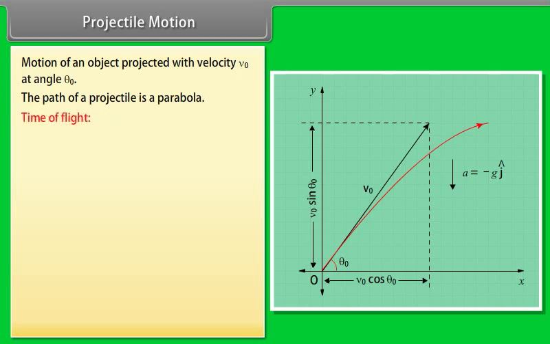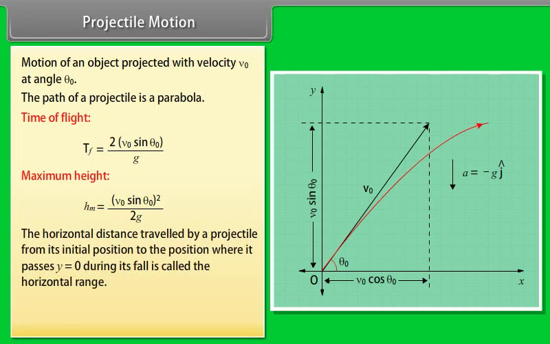Time of flight of a projectile is Tf = 2 v0 sin θ0 / g. Maximum height of a projectile is Hm = (v0 sin θ0)² / 2g. The horizontal distance travelled by a projectile from its initial position to the position where it passes y = 0 during its fall is called the horizontal range. Horizontal range of a projectile is given by R = v0² sin 2θ0 / g.